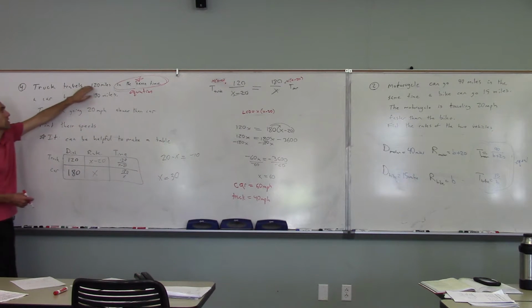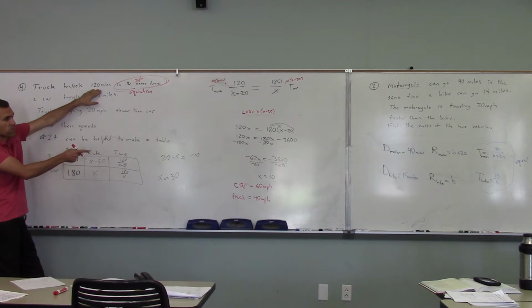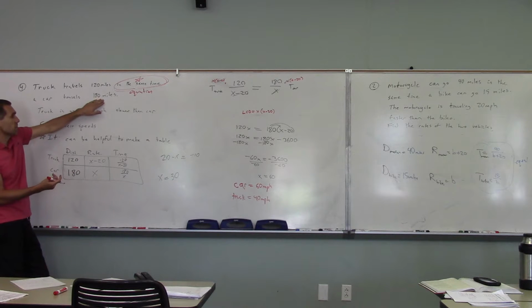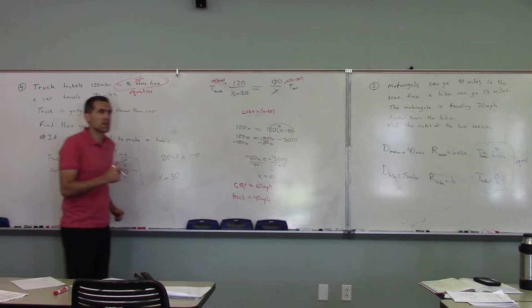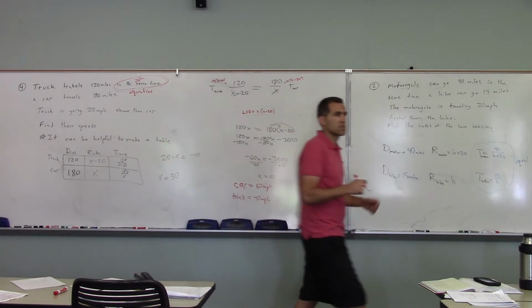Okay, a truck travels 120 miles. Well, if he's going 40 miles per hour, that's 3 hours. Okay, a car travels 180 miles. Well, at 60, that's 3 hours. So 3 hours equals 3 hours, the same amount of time. Awesome. The truck's going slower, right? Everything checks out. So you can go right back to the original and see if it works.